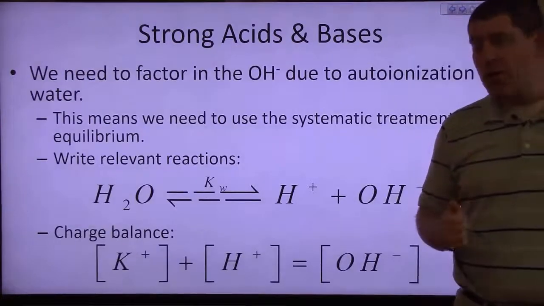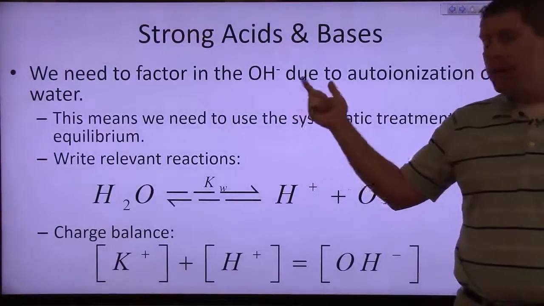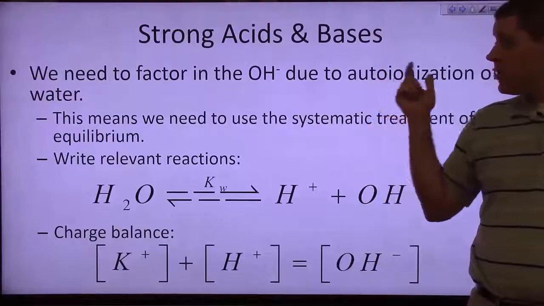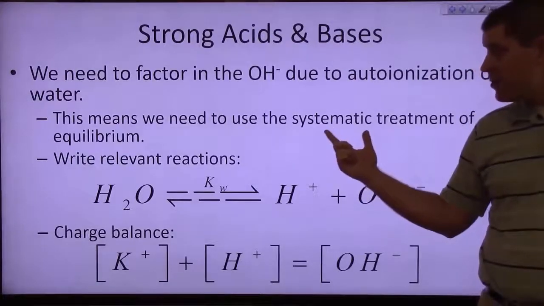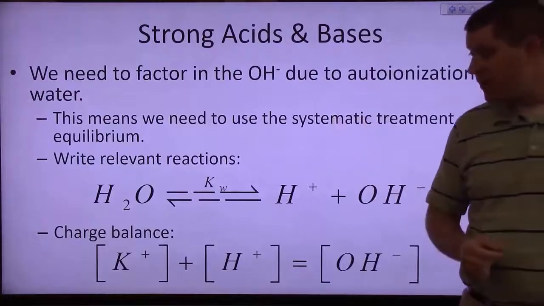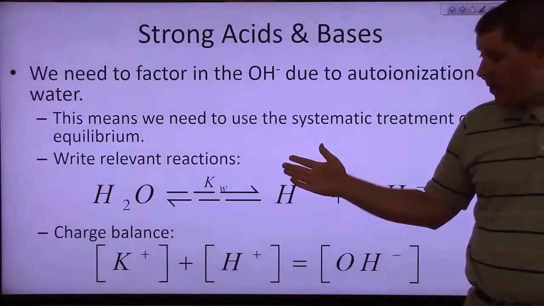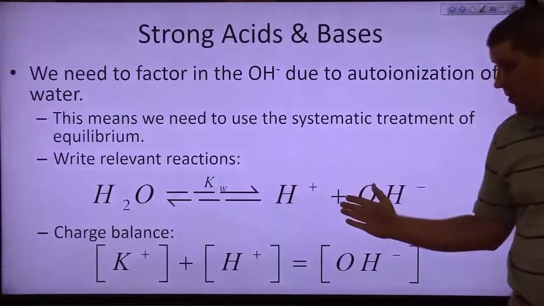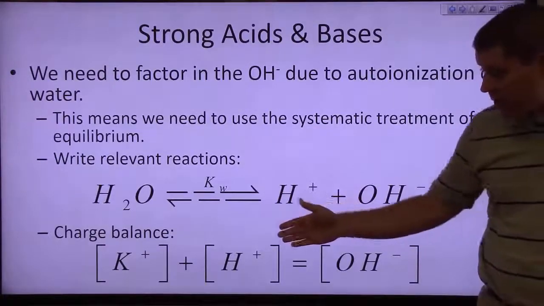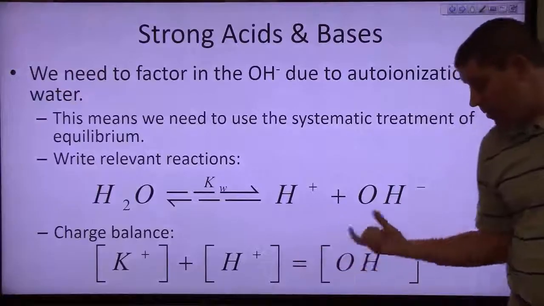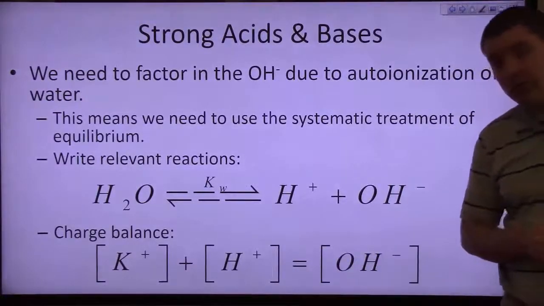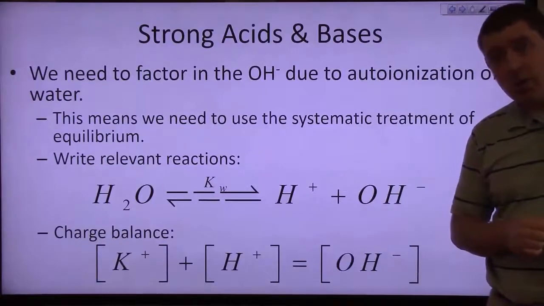But what did we do wrong? Well, what we did wrong is we forgot to factor in the hydroxide due to the autoionization of water. And this means that we need to use the systematic treatment of equilibrium. So we need to write our relevant reactions. We have our autoionization of water. We have our charge balance. We know that our cations are potassium ion and hydrogen ion. Those concentrations must be equal to concentrations of our anions, which is only hydroxide.